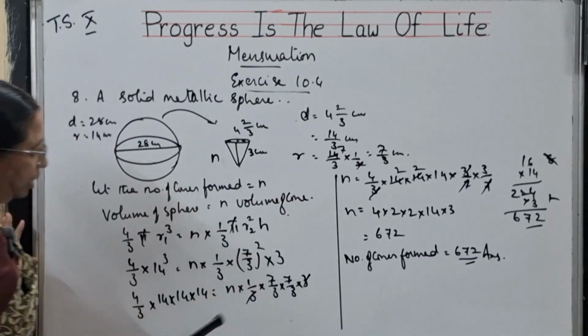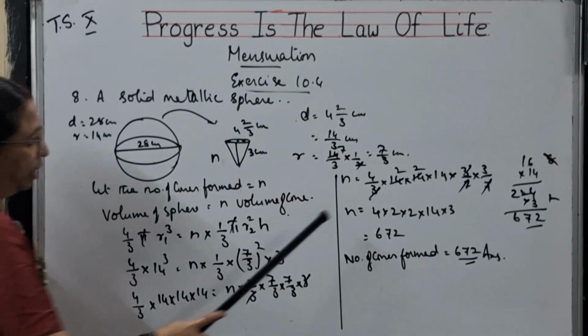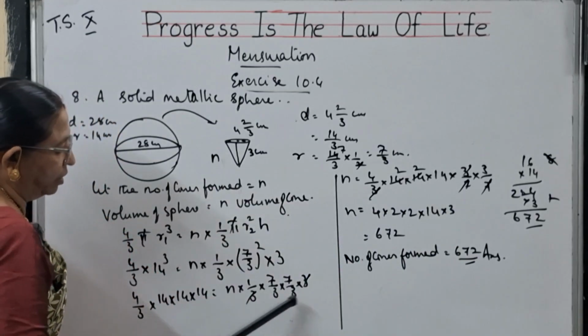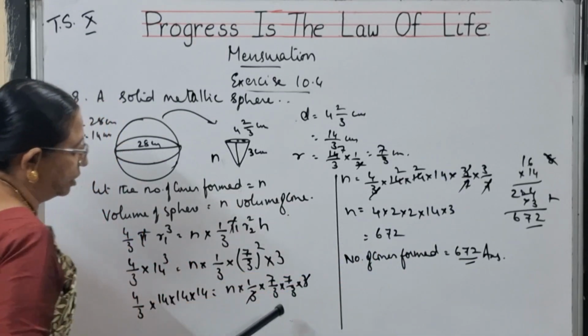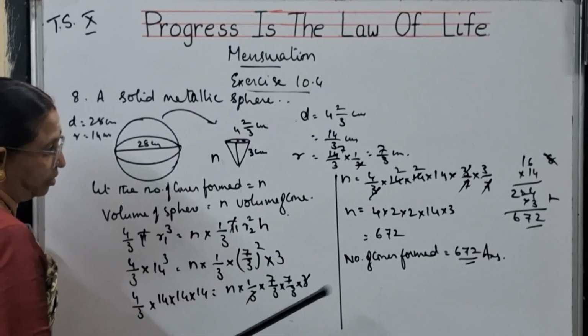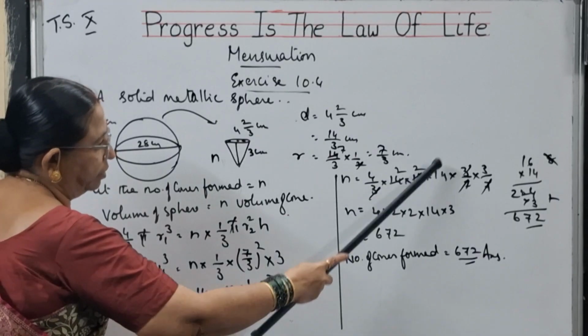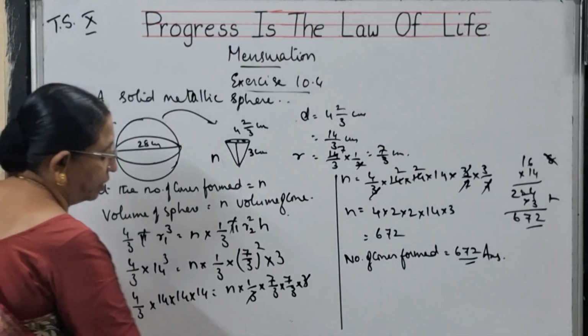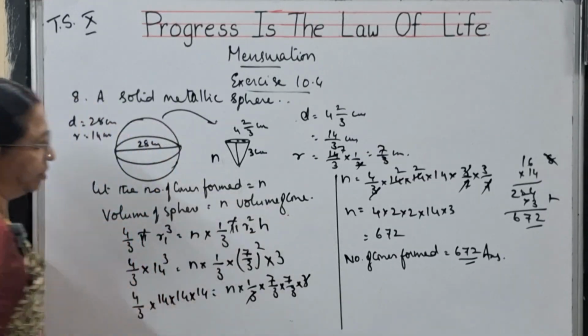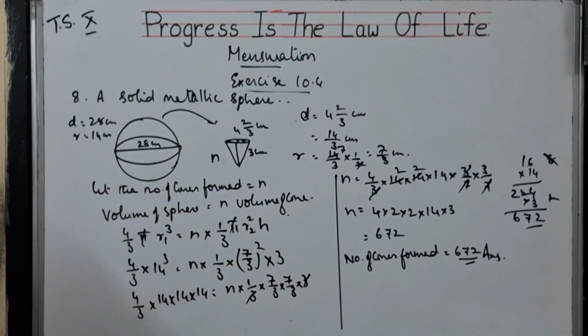So I made n the subject. These I have written as they are, and here the reciprocal of 7/3 becomes 3/7 into 3/7. Left behind are only these two. So on simplifying I got 672 cones formed. So this is the answer for this 8th problem, children. Please note it down.